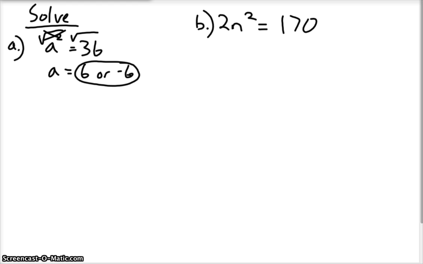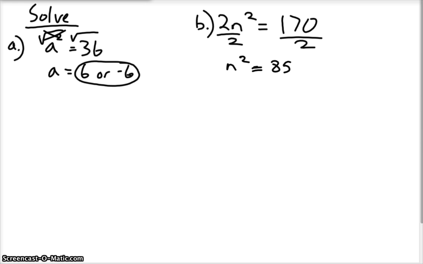Okay? Now let's look at example B. We have 2n squared equals 170. Now, probably you're thinking like, oh, we're just going to square root it right away. Square root of 170, ooh, that's not so good. We don't know. That's kind of an ugly number. Actually, we want to get our variable squared all alone. Just like how if you had 2n, you would want to get the n all by itself. We actually want to get n squared by itself first. So we're going to divide both sides by 2, and then we're left with n squared equals 170 divided by 2 is 85.